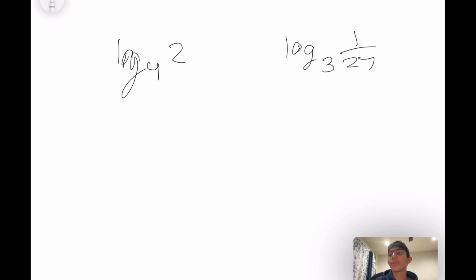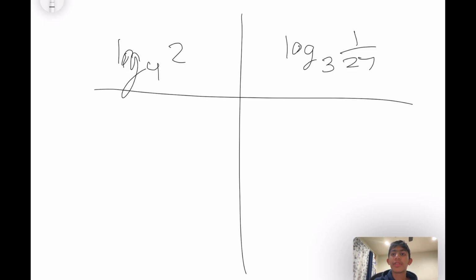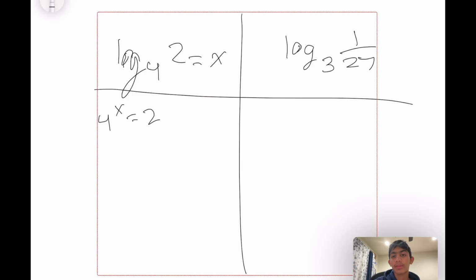Okay, now these are some complex examples that you won't see all the time, and they're more complex than the simple equations we just visited. So let's say log base 4 of 2, and let's take log base 3 of 1 over 27. Alright, so the first one, this is asking that 4 to the power of x is equal to 2. What is x? Now there are two ways of solving this.